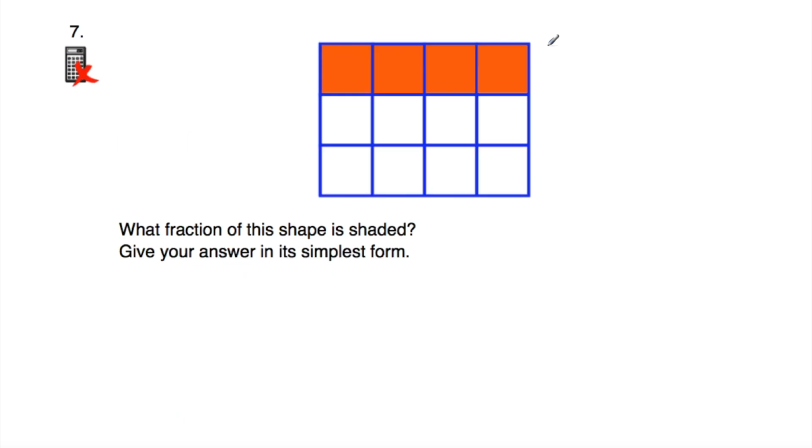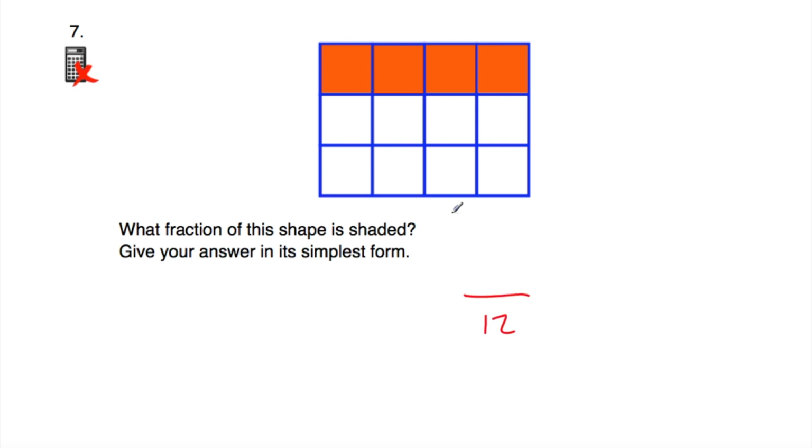So question number 7, we've got this rectangle and some of it's shaded in, and the question is what fraction of this shape is shaded, and to give our answer in its simplest form. There's a few different ways we can approach this. One way is to count all the little squares and see how many are shaded. So there's 1, 2, 3, 4, 5, 6, 7, 8, 9, 10, 11, 12.